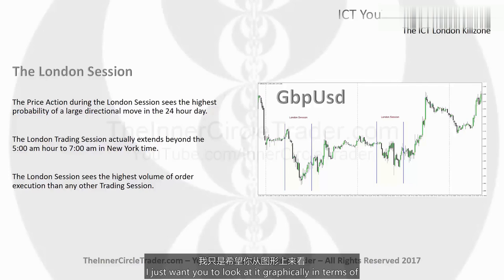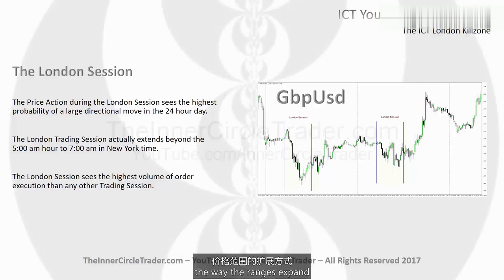I just want you to look at it graphically in terms of the way the ranges expand and how it looks overall. So we have the trading day here. We have consolidation. It creates a little bit of a run up, rejects that, and trades aggressively lower, and then comes off the low and begins the New York session. So we have a micro power 3 formation in here. We have the open, the rally up, the expansion, the low, and off the low it closes.